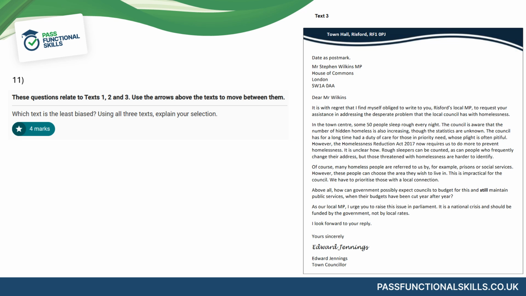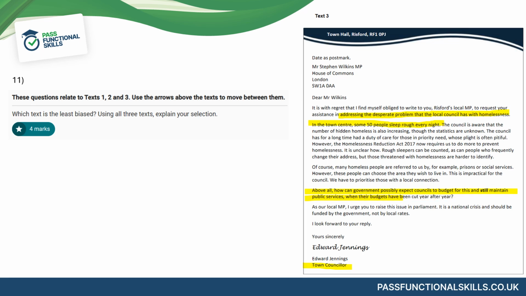Then finally, let's look at text 3. So although this text is very formal and it does contain a lot of facts, for example, in the town centre some 50 people sleep rough every night, this is still quite a biased text, and that's because it's very one-sided. And it's very much on the side of the council. So the local town councillor here is writing to the MP because he needs him to address the desperate problem that the local council has with homelessness. So the author here is from the council, therefore he's very much on the side of the council. So he doesn't say anything negative about the council in relation to homelessness. He's only talking about the problems that they are facing, and saying that they have no budget for this because of what the government have done with their budget cuts.